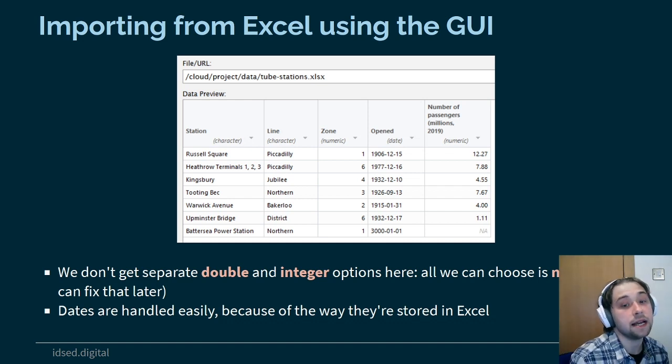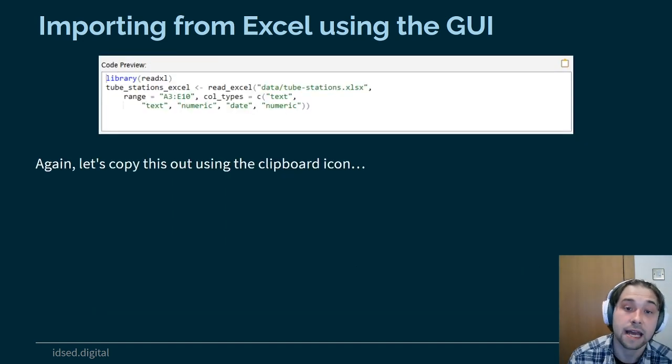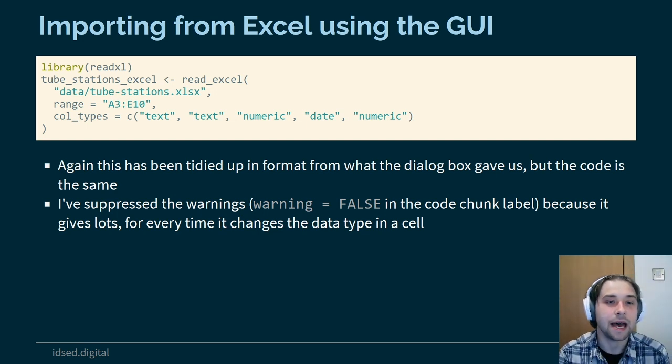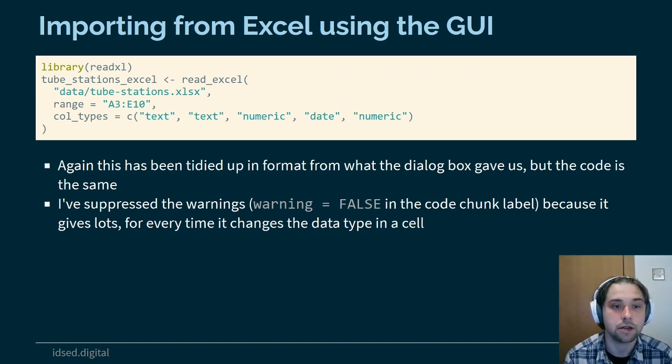And we can copy this out. We get some code at the bottom right again, and we can click on the clipboard icon and copy it out. So let's do that. I've cleaned it up a little bit, and that's the code we get. It does give us a lot of warnings when we run this, because every time it's changing the type of a cell from whatever Excel had it as, it gives us a warning. Those are going to look quite messy, potentially, in your RMD output.